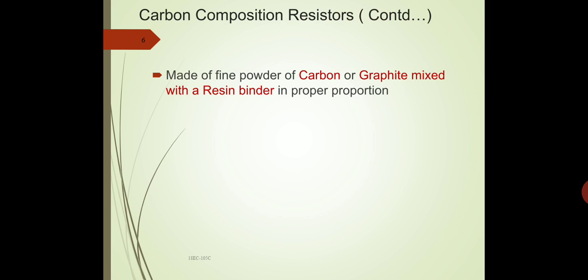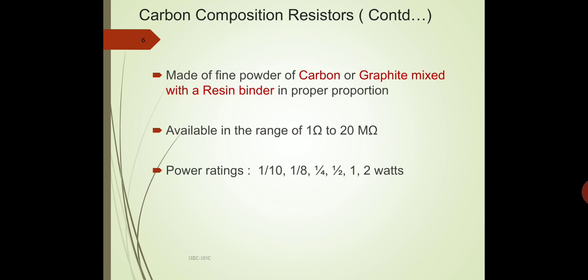Now let us further see. So they are made of fine powder of carbon or graphite mixed with a resin binder in proportion to solid form. Let us see the ranges they are available in. Now, these types of carbon composition resistors are available in the range of 1 ohm to 20 mega ohms. The power ratings available are 1/10 watt, 1/8 watt, 1/4 watt, which is normally called quarter watt, then half watt, 1 watt, and 2 watts only. Higher than that, they are not available.